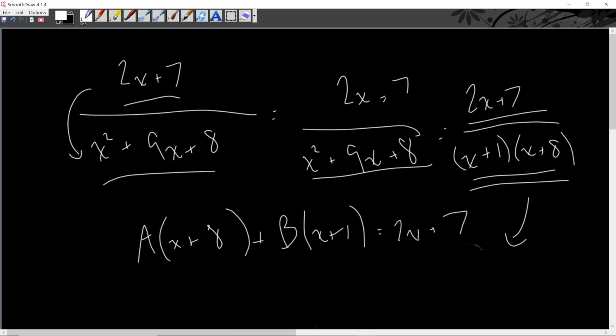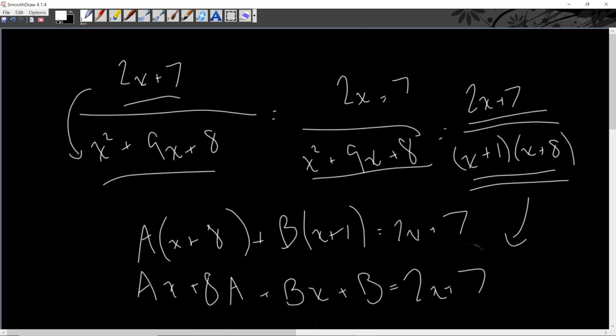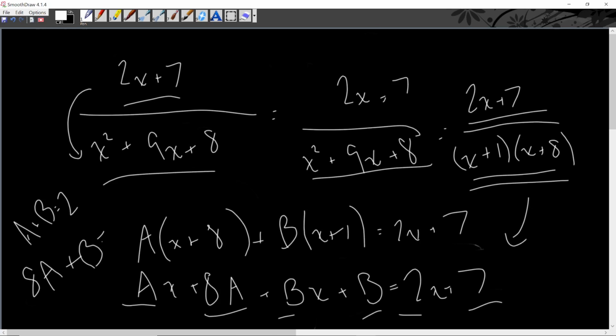Now let's distribute. We have ax plus 8a plus bx plus b equals 2x plus 7. And so what do we have attached to our x's? We have a, we have b, and we have 2. So we can have a plus b equals 2. And then what do we have attached to a constant? We have b is a constant, 8a is a constant, and 7 is a constant. So we're going to have 8a plus b equals 7.